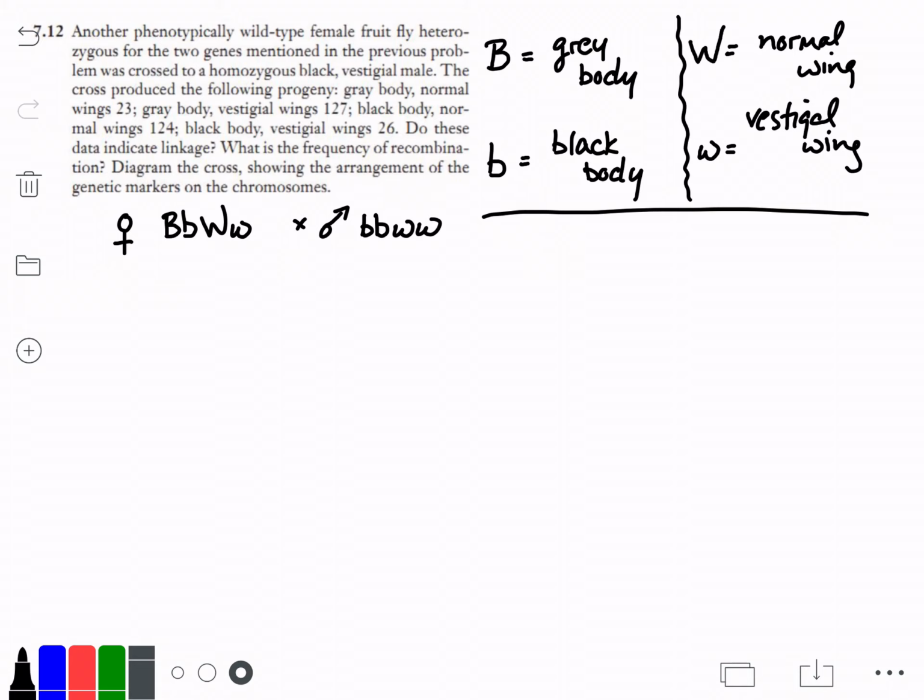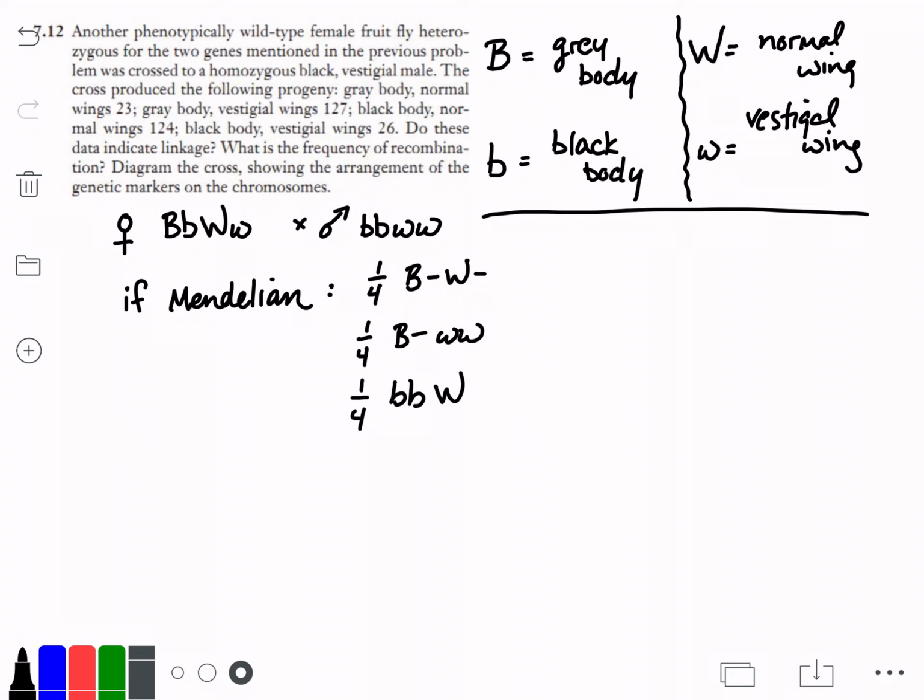Now, if this were Mendelian and we had our normal sort of cross here, and we could diagram this out with a Punnett square, we would expect basically 1/4 in each of the four categories. We'd expect 1/4 that was gray with normal wings, 1/4 that was gray with vestigial wings, 1/4 that was black with normal wings, and 1/4 that was black with vestigial wings. That'd be our Mendelian expectation.